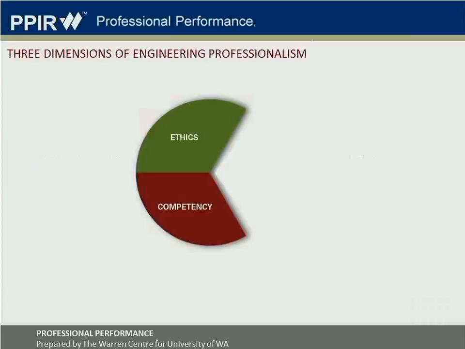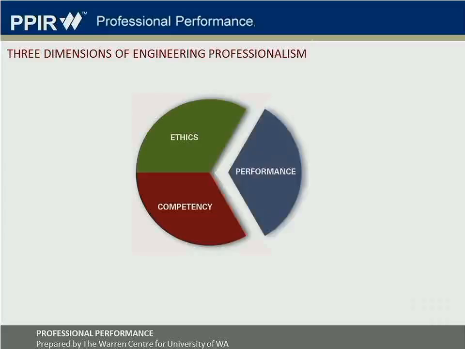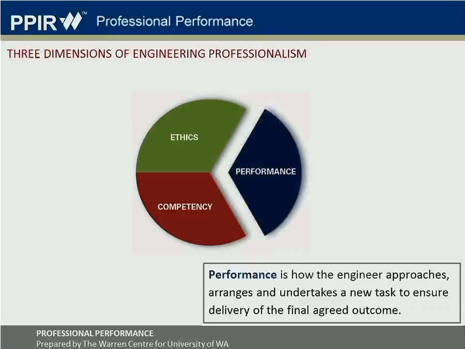Professional performance is something that's been identified by a centre at the University of Sydney called the Warren Centre. They have identified that there are 3 dimensions to engineering professionalism: ethics, competency, which comes from, in your case so far, your education, and performance. And performance is about how you tackle a task, your attitude towards the task, the questions that you ask in addressing the task. And that's what we're focusing on today. How you go about ensuring that you deliver on the final agreed outcome.